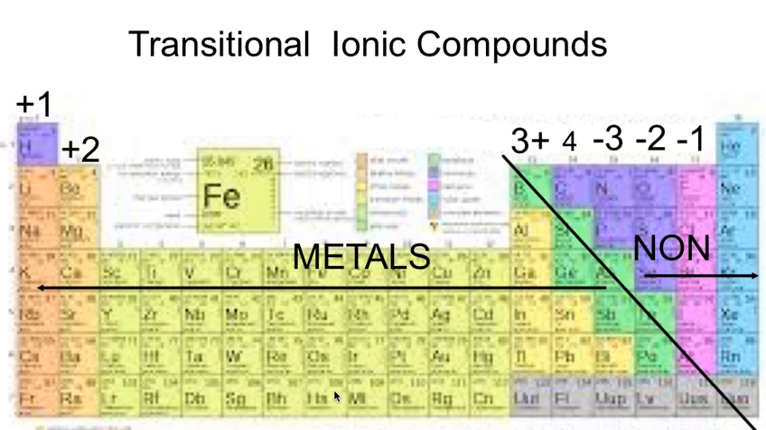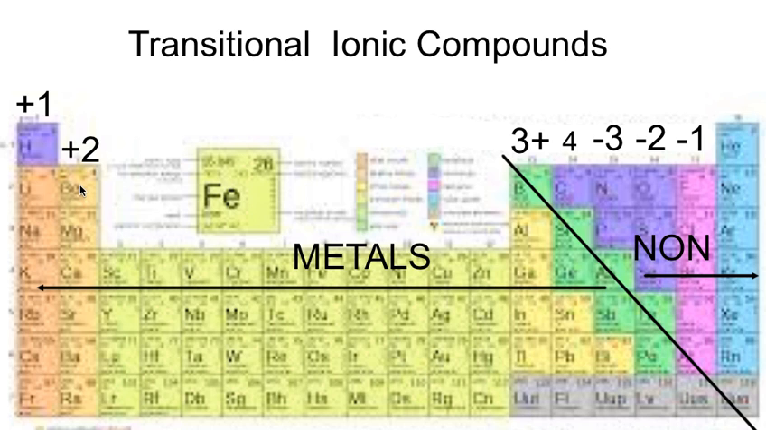So let's take a look now at transitional metals. Groups 3 through 12 are transitional metals. You'll notice that no oxidation numbers are written above them. Why? Because they're crazy. They have multiple personalities. They don't know what they are.